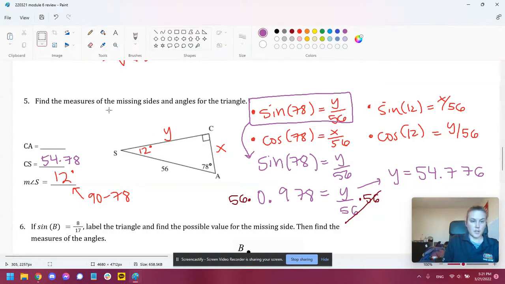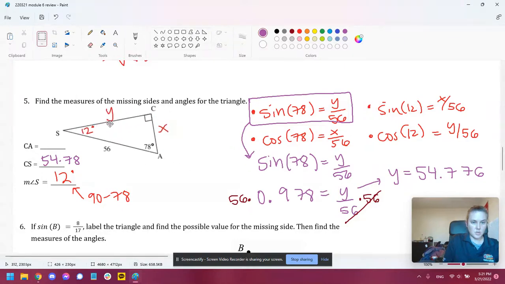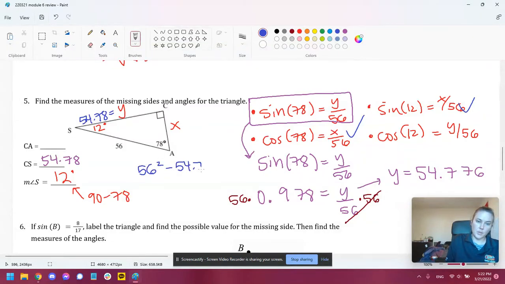Awesome. And now I'm going to make this a transparent selection. Dope. To solve for X, because I already know Y, I can do another trig function. Like I can do the cosine here or the sine here, or I can use the Pythagorean theorem, right? I can say 56 squared minus 54.78 squared, all square rooted. And I will get 11.64.